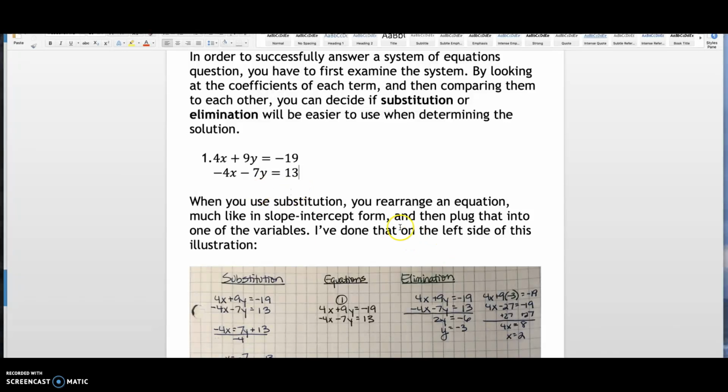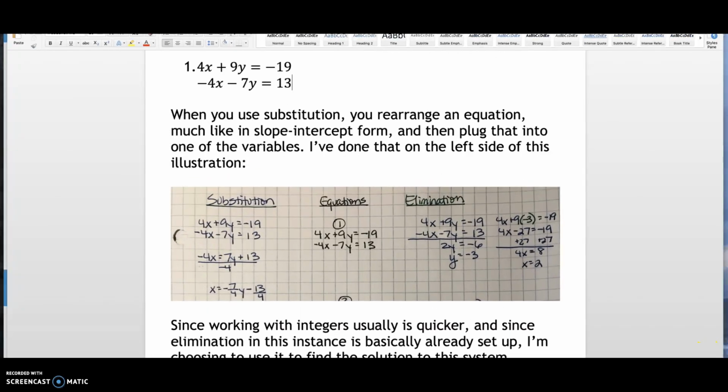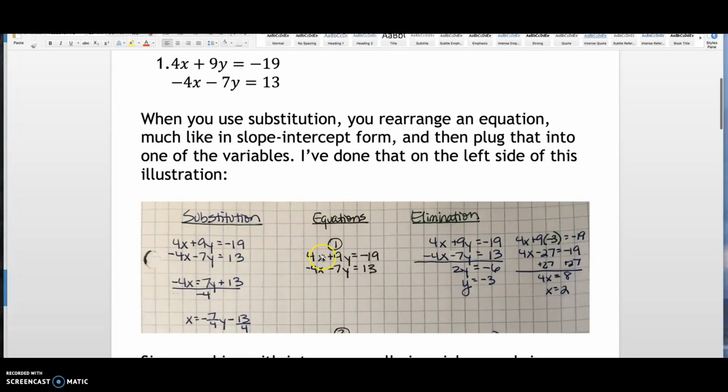When you use substitution, you can rearrange an equation much like in slope-intercept form and then plug that into one of the variables. I've done that on the left side of this illustration. So I'm going to zoom in so that you can see exactly what I'm talking about. So in this question, 4x plus 9y equals -19 and -4x minus 7y equals 13.